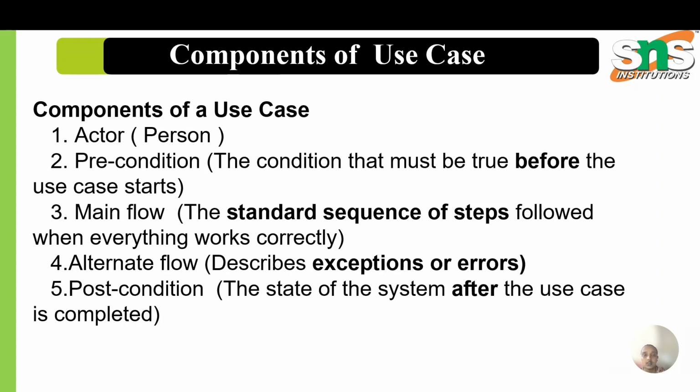The next one is components of use cases. There are five parameters in components of use cases. The first one, actor, precondition, then main flow, alternate flow, then post condition. Actor means that is called a person, I think students, staff, faculties, who are going to use the particular product. So that is called person: any kind of person, student, faculty, staff, client, stakeholders, like that.